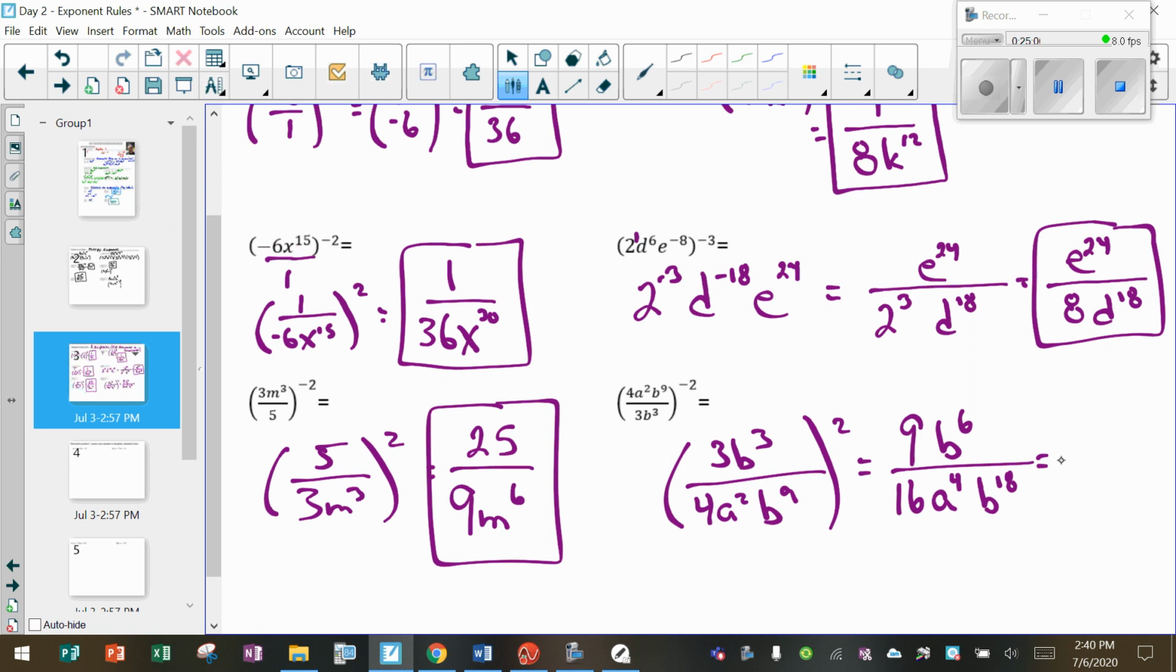Now, I do have b's in the numerator and the denominator, so I'm going to subtract the exponents. So I will do 6 minus 18, leaving me with a negative 12 for the new exponent. Since that new exponent is a negative 12, b to the 6 minus 18 leaves me with a negative. That tells me it goes into the denominator.